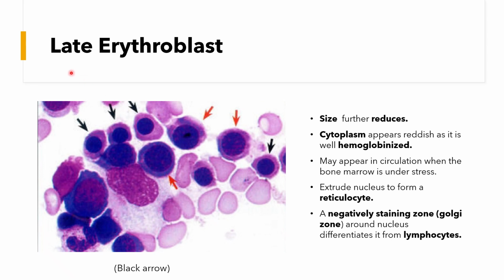Gradually, this late erythroblast passes through the spleen, and the nucleus gets extruded, and it forms a reticulocyte after that. It has a negatively staining zone that is called the Golgi zone. This at times can resemble a lymphocyte, so the negatively staining zone can differentiate this from a lymphocyte.